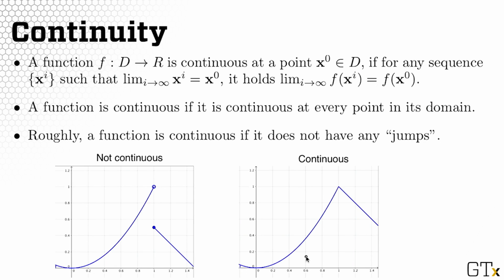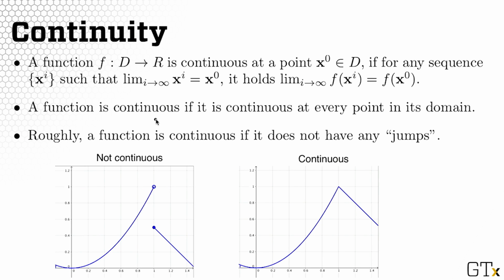So let's define the notion of continuity of a function. So a function is continuous at a point x0, a point which is in the domain, obviously, if you take any sequence of points whose limit point is the point that we're interested in. So here we have a sequence x superscript i, such that the limiting value of this sequence is x0, then it holds that the limit of these function values is equal to the function value at the limit. That's the definition of continuity, a mathematical definition.